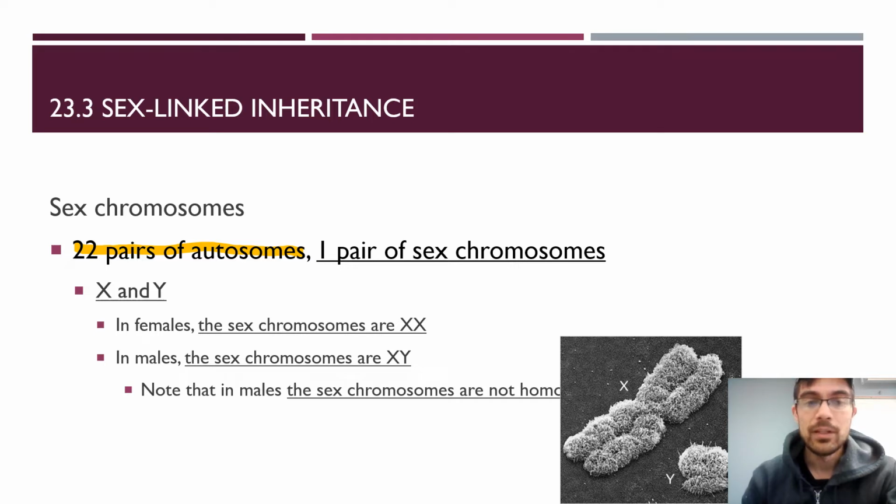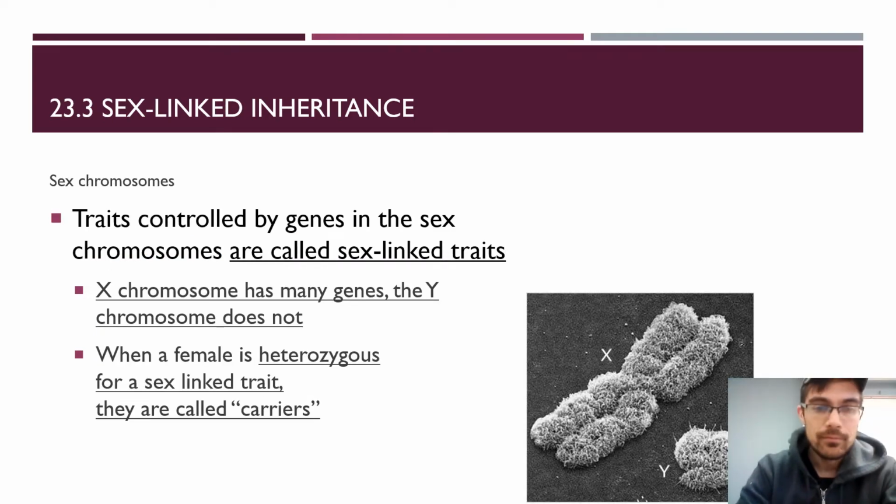In a female, you have 2 copies of the X chromosome, whereas in males, you have both the X and the Y. Now, there are certain traits that are located on the X and Y chromosomes, and these are called sex-linked traits. The X actually has several genes, and the Y is missing a few, but they do have some of their own unique ones. For a female, you can have a heterozygous female, which we call a carrier, because they can carry a recessive trait.